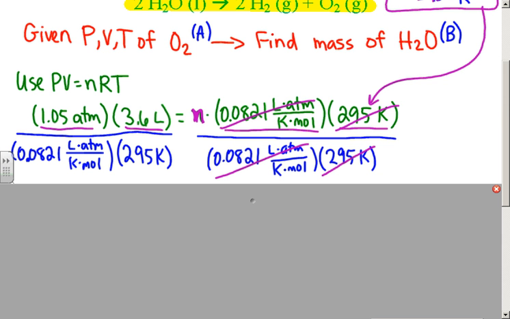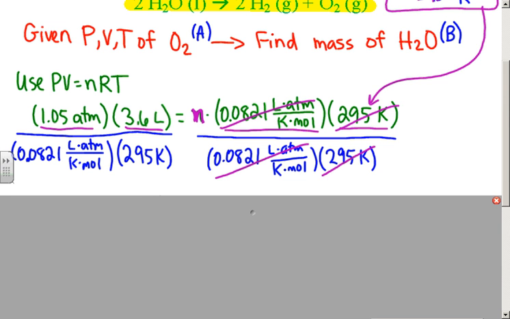And on the left, I have an expression. What I need to do now is enter that number in my calculator. When you enter that in your calculator, there's a couple ways you could do it, but I would start by putting 1.05 times 3.6 divided by, and then you'll want to use parentheses.